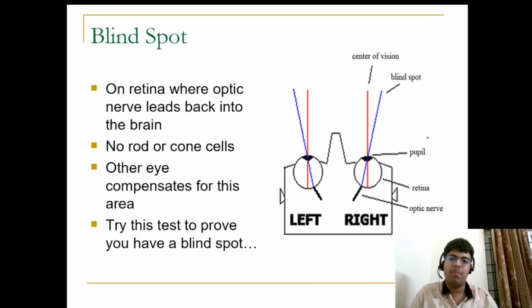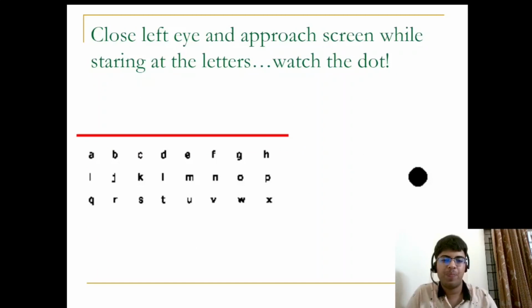Now, the eye's blind spot. On the retina, where the optic nerves leave back to the brain, there are no rods or cones. Here, the other eye compensates for this area. How does it compensate? We'll do a small test for that. Here, close your left eye and try to stare at the letters while watching the dot. If I try it myself, it feels like the dot is disappearing and reappearing for a short while. That's the blind spot for us.